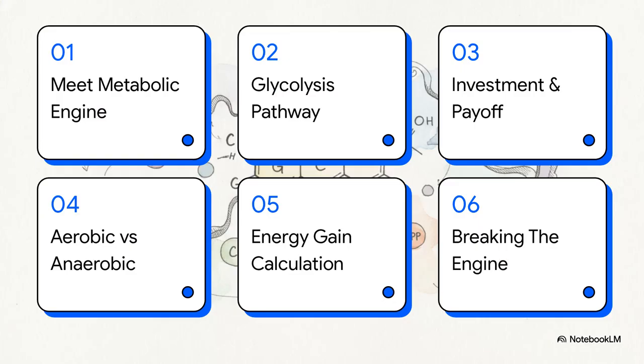Okay, let's dive into this. Here's our clear, step-by-step flight plan into the microscopic world of cellular biochemistry today. 1. Meet your metabolic engine. 2. Glycolysis, the universal pathway. 3. Investment and payoff phases. 4. Aerobic versus anaerobic conditions. 5. Calculating the energy gain. And finally, number 6, what breaks the engine?